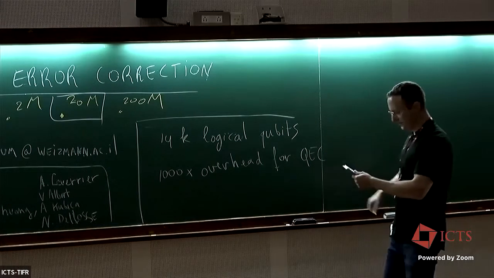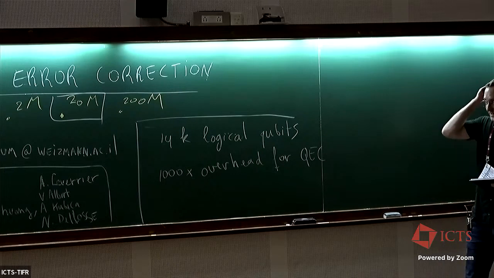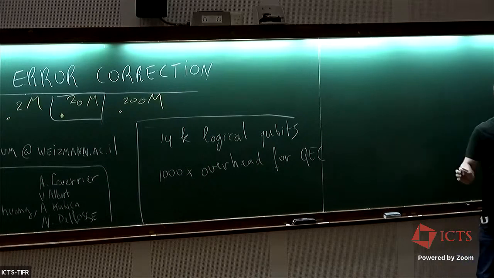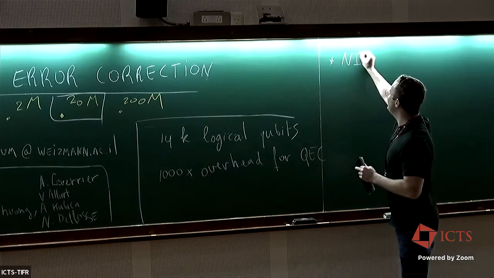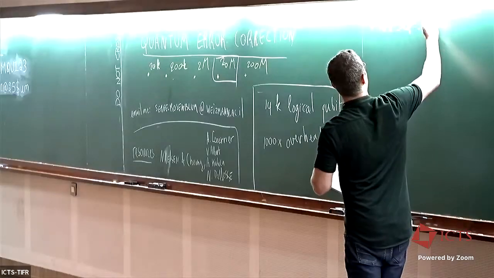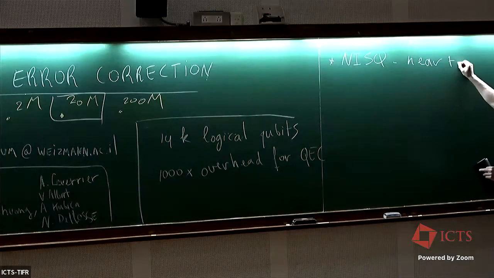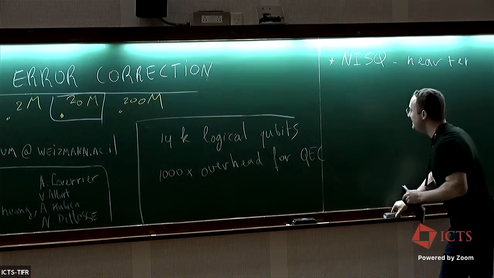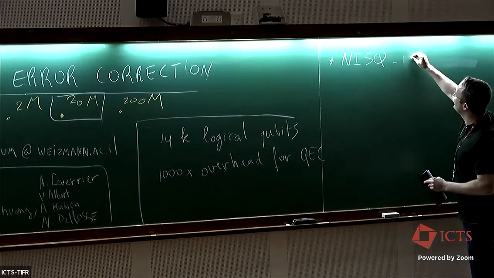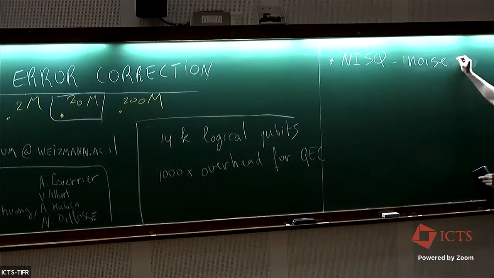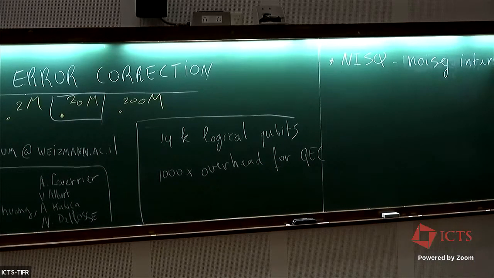QEC stands for quantum error correction. So we have a problem here. It's going to take a while. In the meantime, a lot of people are working on what's called NISQ. NISQ stands for noisy intermediate scale quantum. So people are looking for algorithms that would be useful while we don't have this kind of error correction yet. This was coined by Preskill a few years ago.